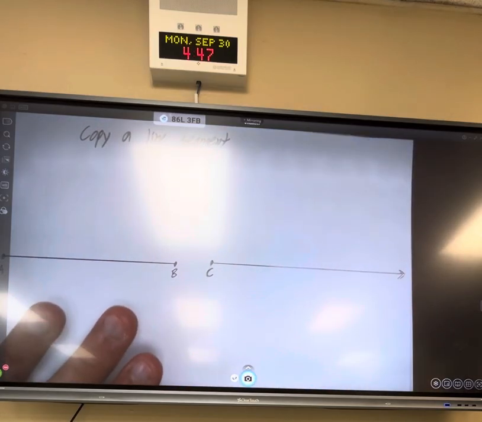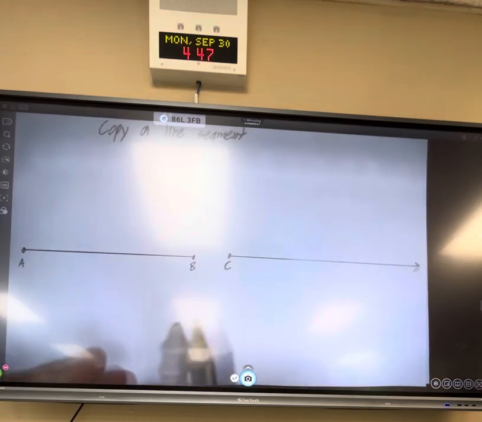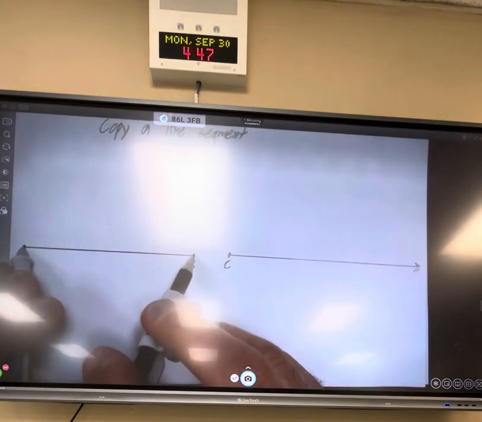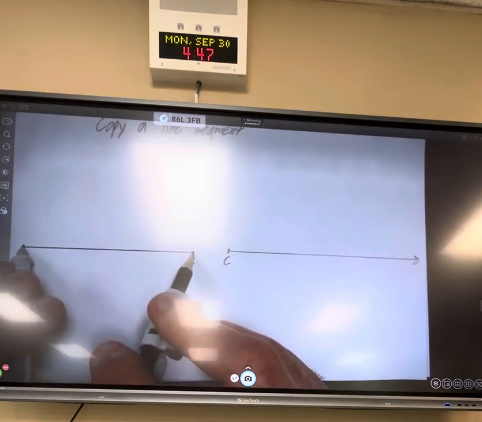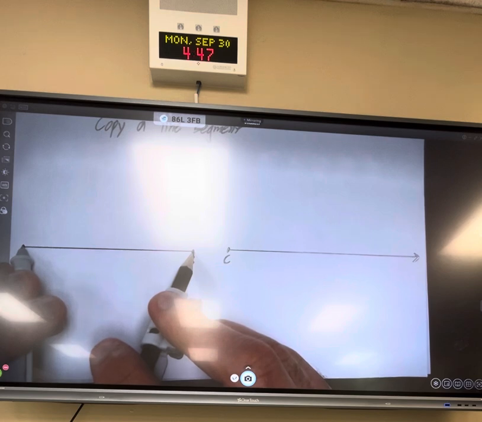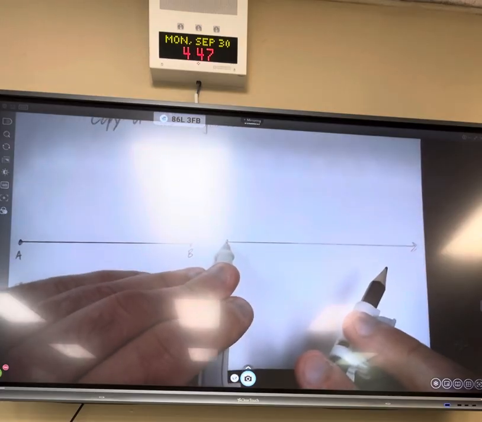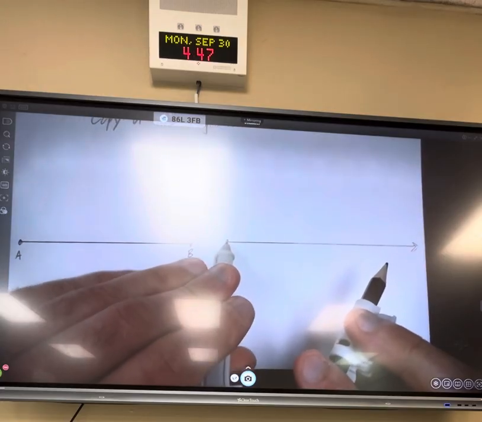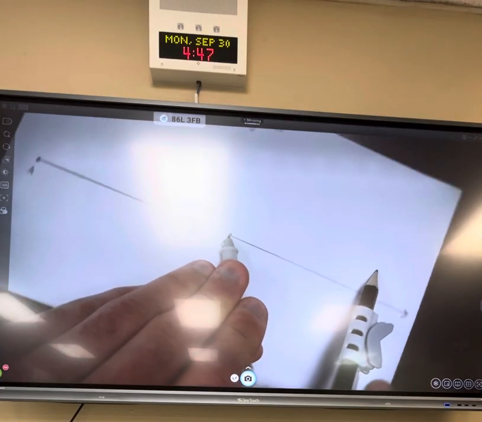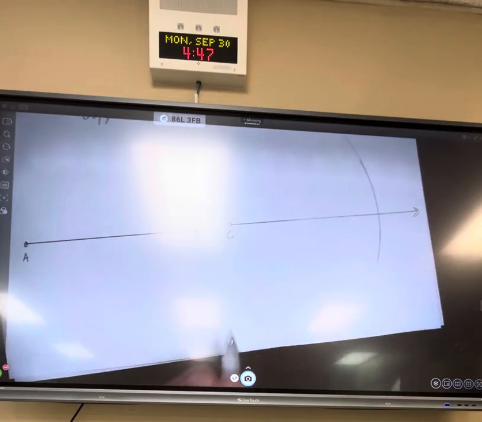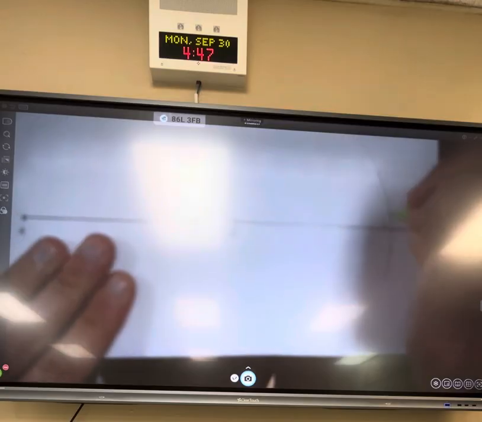So now I'm going to get my compass. Step 2, open the compass to the length of AB. Okay, so I'm going to open it to the length of AB. Now, with the same compass setting, put the compass point on point C and draw an arc that intersects the ray, label the point of intersection D. So all I'm going to do is this. Now, this I'm going to label D.